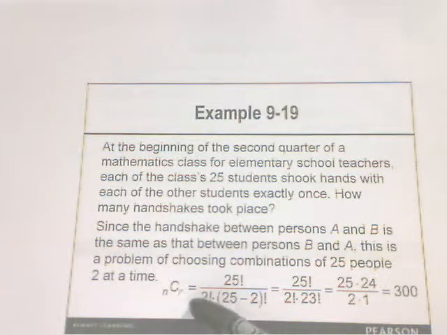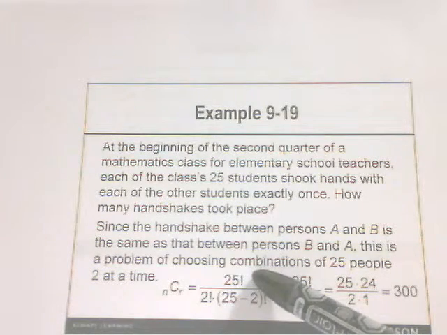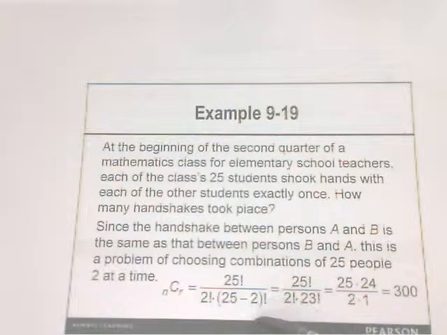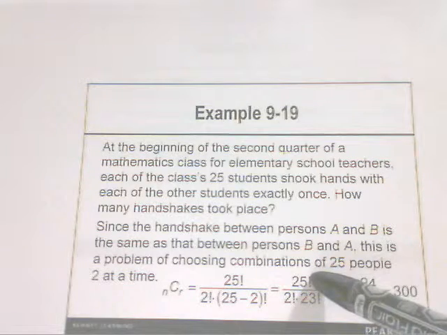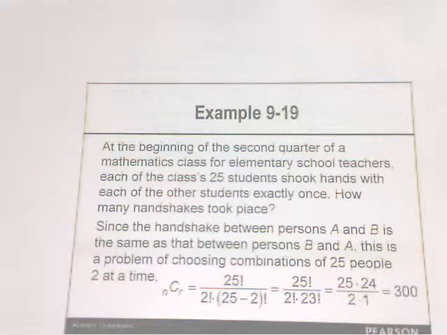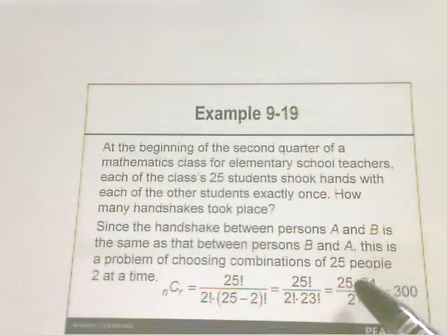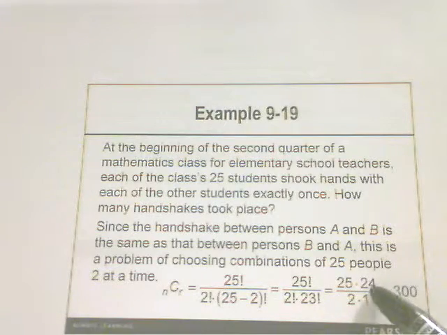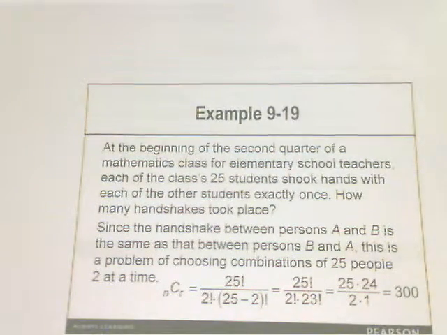So that's why it's nCr, which is 25 factorial divided by 2 factorial times the quantity 25 minus 2 factorial, which would be 25 factorial divided by 2 factorial times 25 minus 2 factorial. 25 minus 2 is 23, so you have 23 factorial. Expand that 25 factorial to 25 times 24 times 23 factorial. You can divide out the 23 factorial. So now 25 times 24 divided by 2 will give you 300. So there were 300 handshakes that took place.